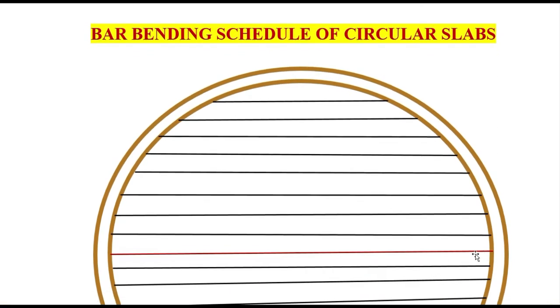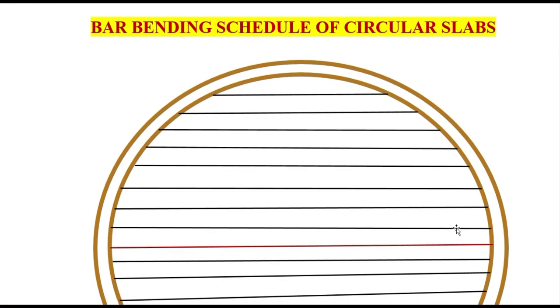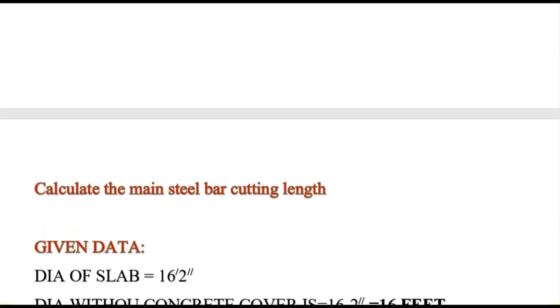This will be called L1, which is at the center. Its length will be the same as the diameter of this circular slab, and the other bars' lengths will gradually decrease. So now we will have the formula to calculate the number of main bars and the length calculation formula for the others.